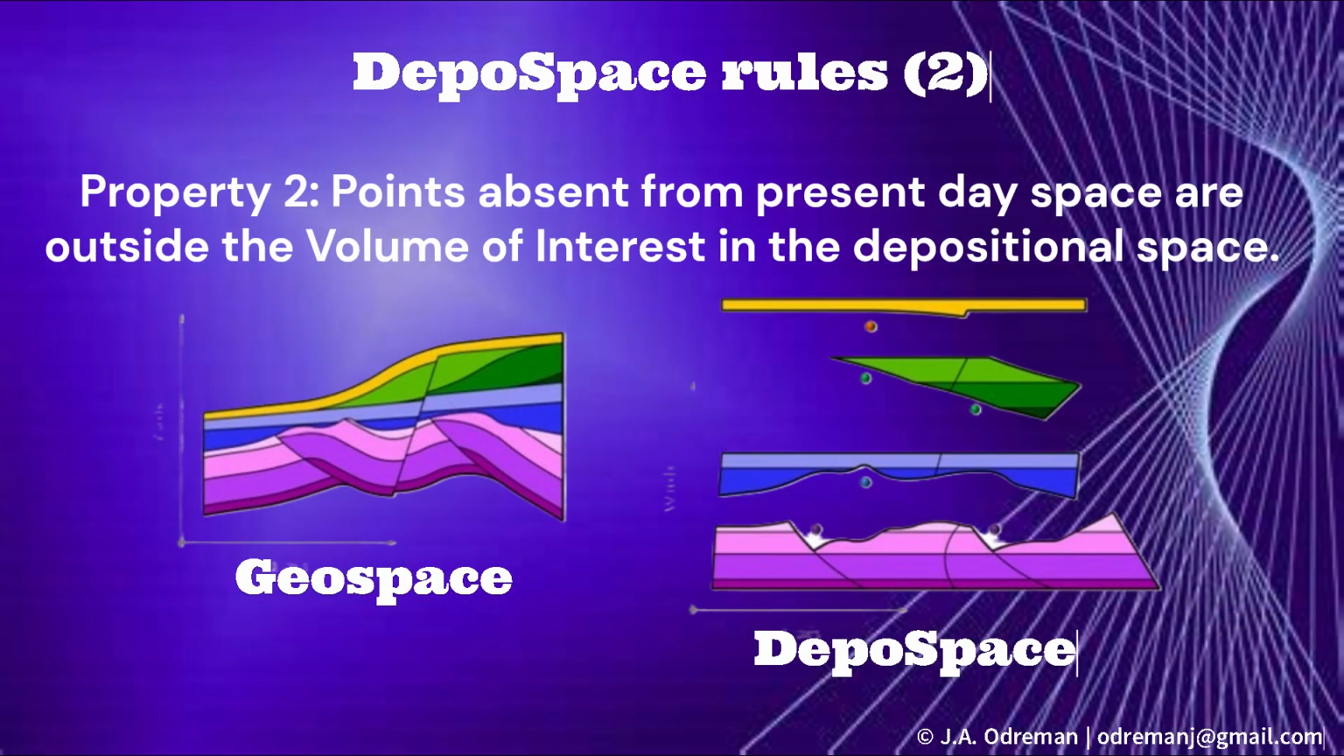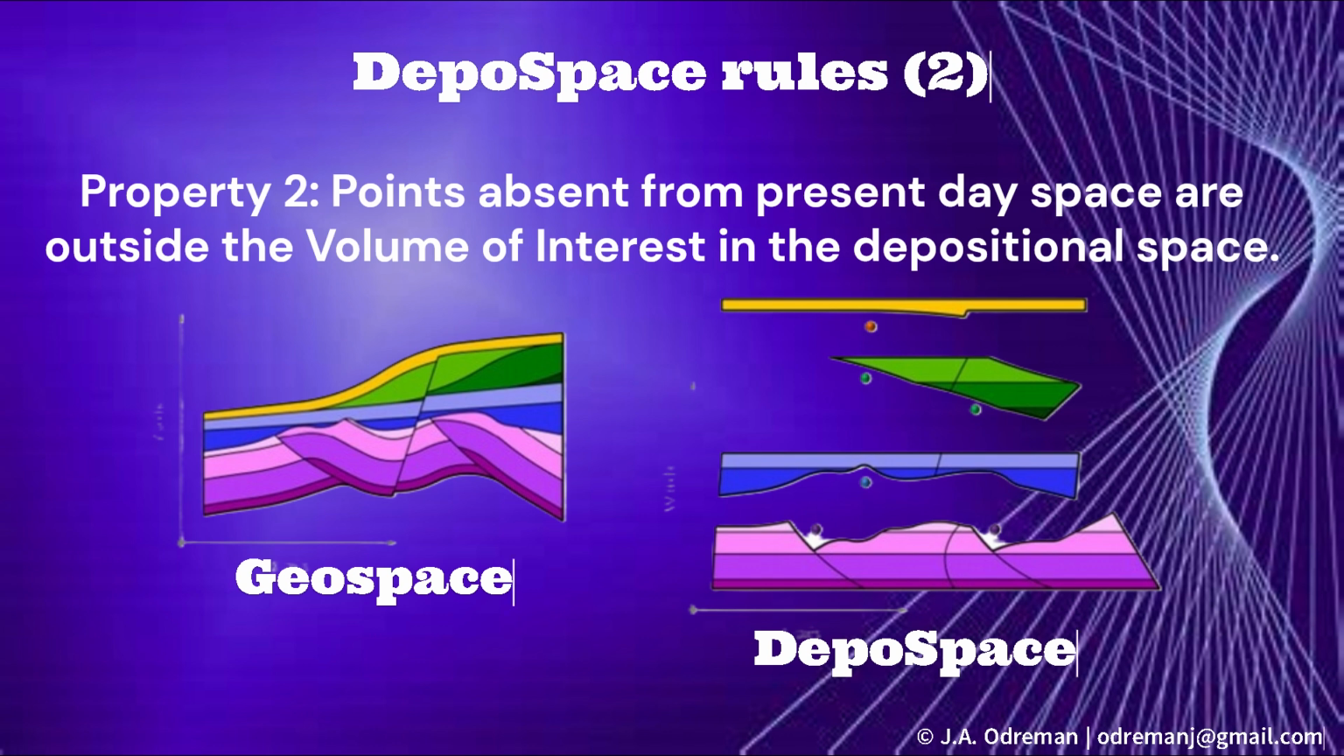The image shows how depospace reconstructs the original geological layers compared to their current state in geospace. In geospace on the left, the layers are deformed by tectonic forces with visible folds and faults. In contrast, depospace on the right represents the layers as they were at the time of sediment deposition, arranged in a much simpler and flatter structure.